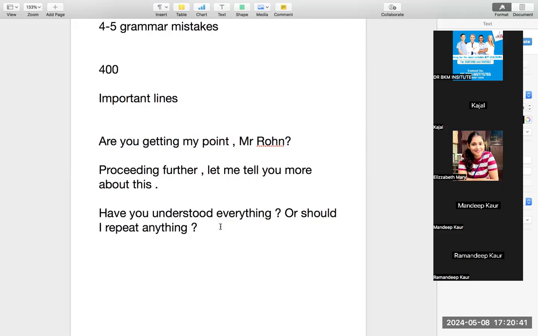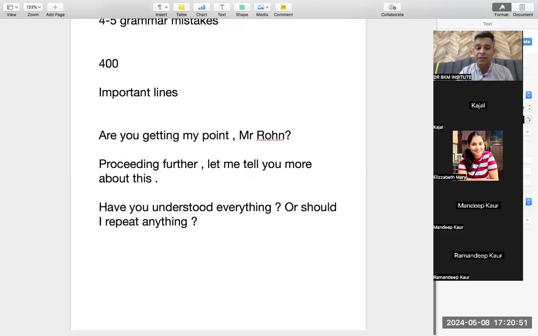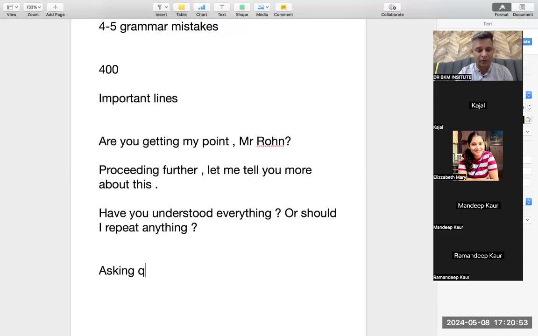These are the things which are very, very important to interact with the patient in the best possible way and to gain maximum marks in OET. Then guys, you can think about more things. Asking questions is a very good ability in OET. Very good ability. And this is also asking questions. Are you getting my point?